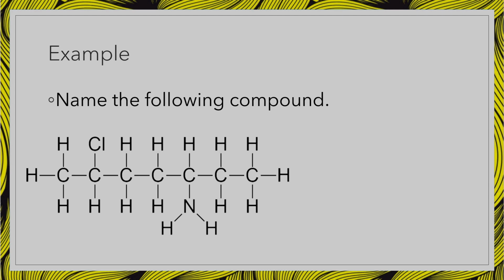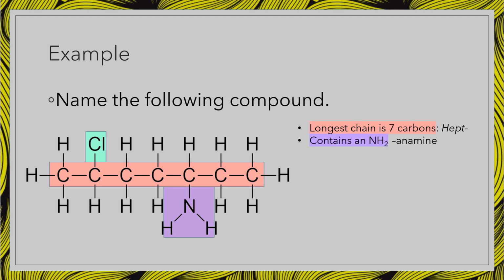Here's another example. Count the longest carbon chain. 1, 2, 3, 4, 5, 6, yes, 7. It's got an amine and a chlorine group. Now, how are we going to number it? So the longest chain is 7 carbons, so it's hept-. There's an amine, so it's heptanamine.